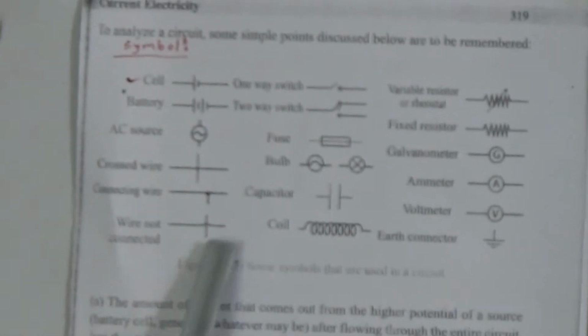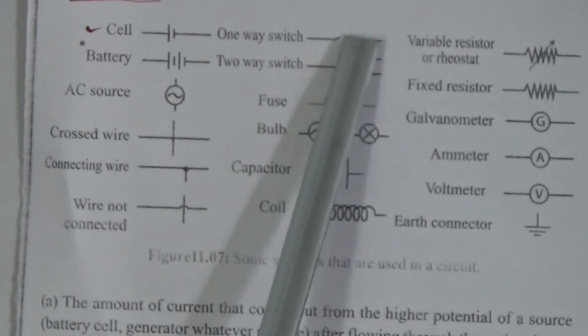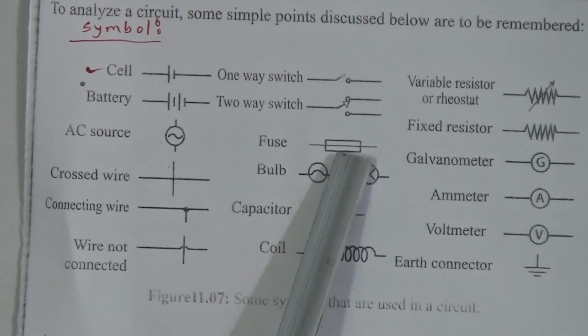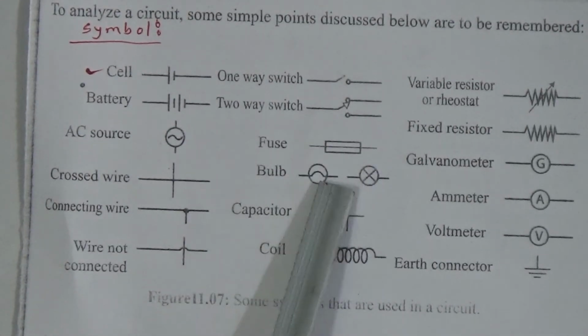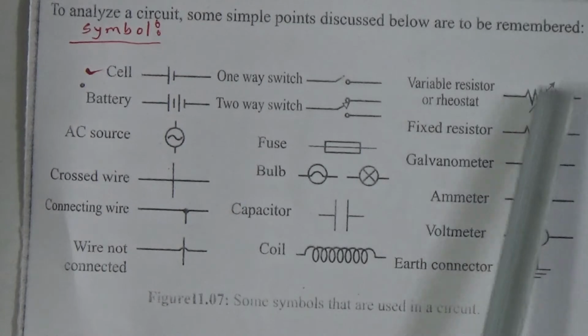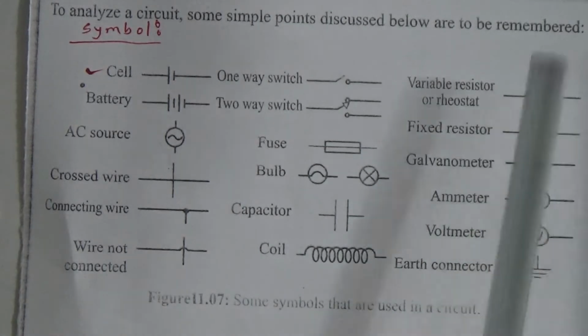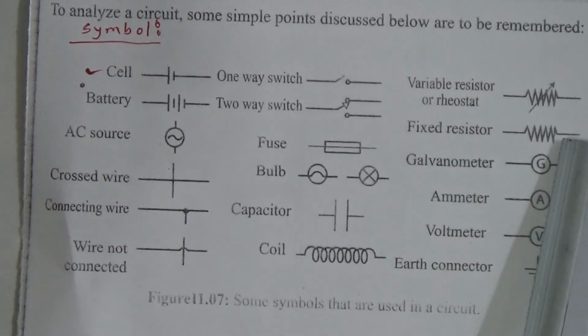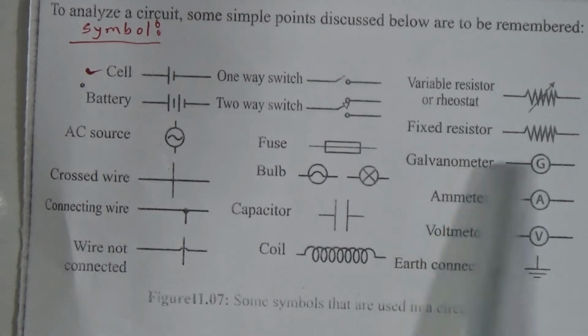This is the symbol of crossed wire. This is connecting wire. This is wire not connected. This one is a one way switch. This one is a two way switch. This is the symbol of fuse. This is the symbol of bulb. This is the symbol of capacitor. This is the symbol of coil. This is the symbol of variable resistor or rheostat. This is fixed resistor. This is galvanometer.